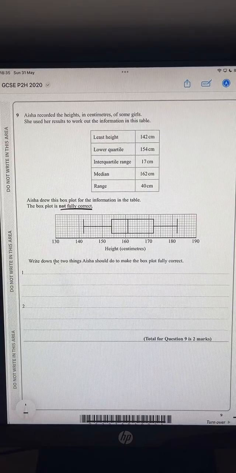Write down the 2 things. So that means there are only 2 things that have gone wrong. Aisha should do to make the box plot fully correct.